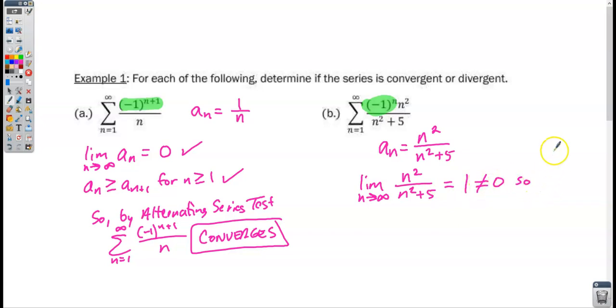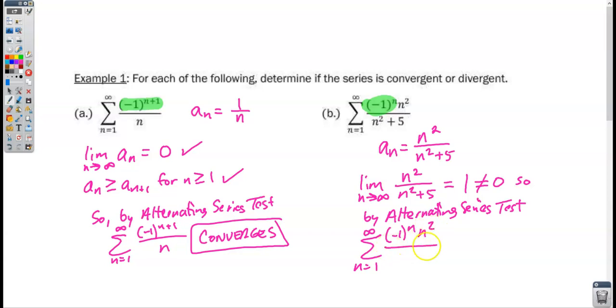So, by the alternating series test, this summation diverges because it didn't meet one of the two conditions that it's got to meet to be convergent.